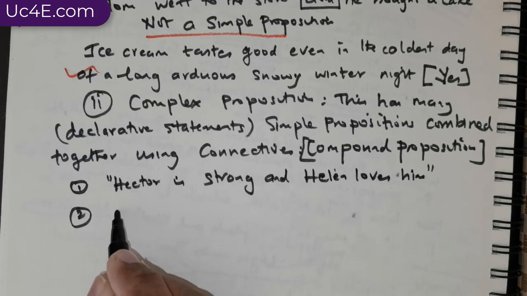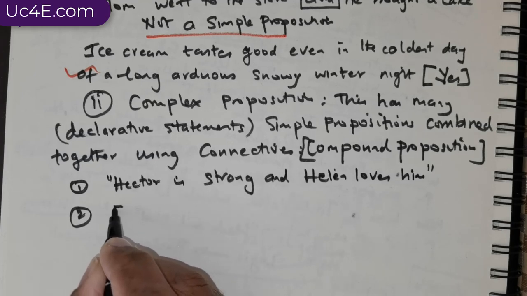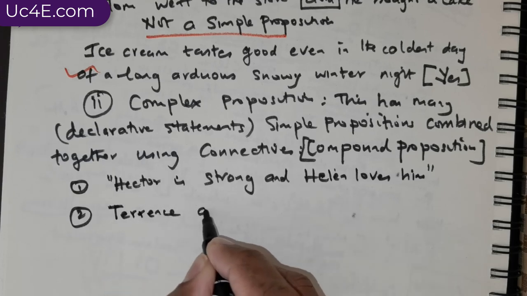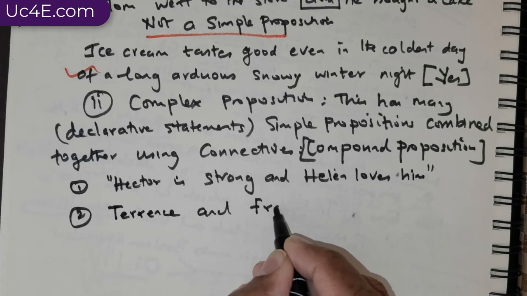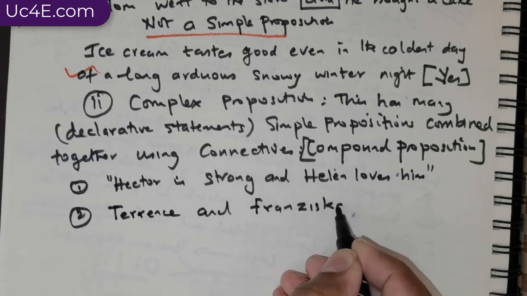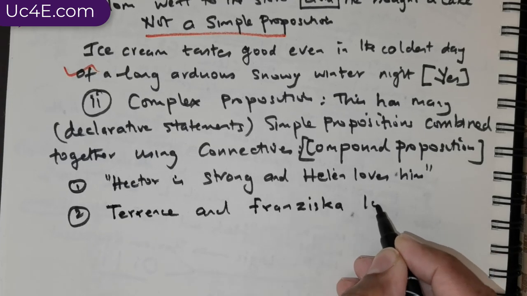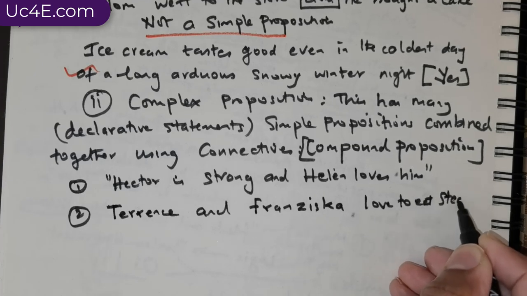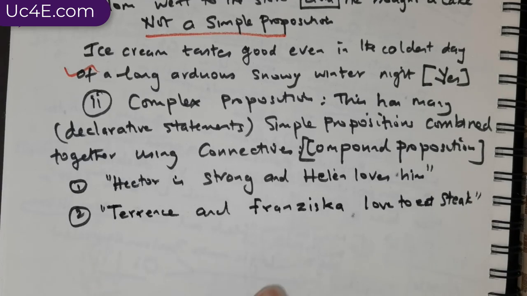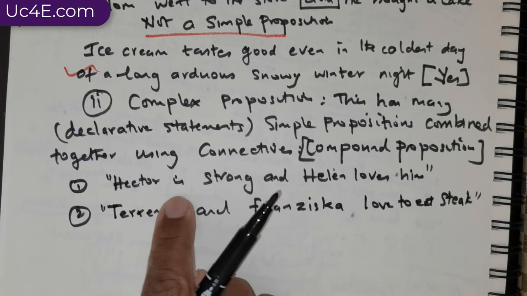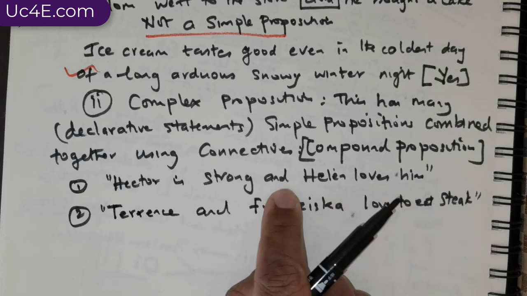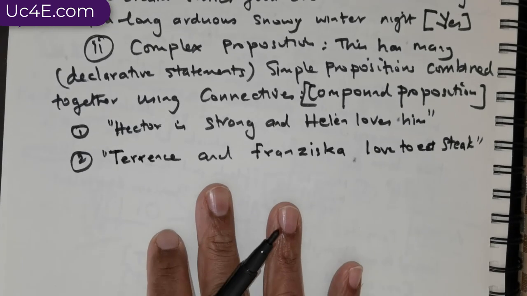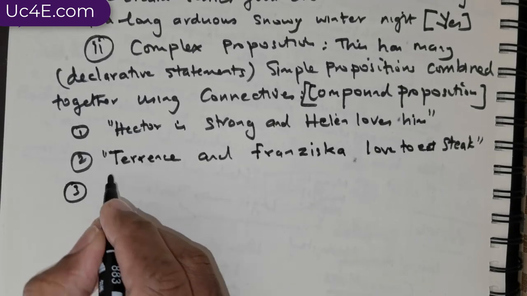Number two: Terence and Francesca love to eat steak. Example two. So you got the connectivity here. Hector is strong and Helen loves him. There is a connectivity here. So you will have to look for connectivity.